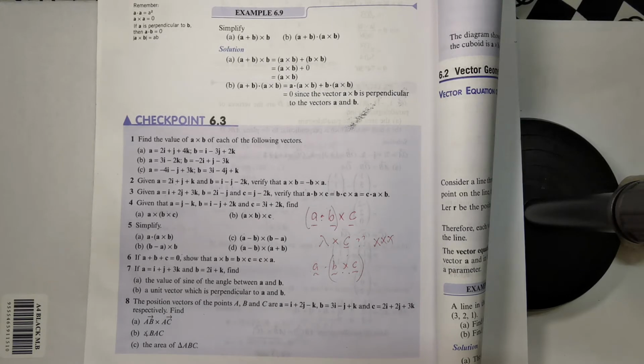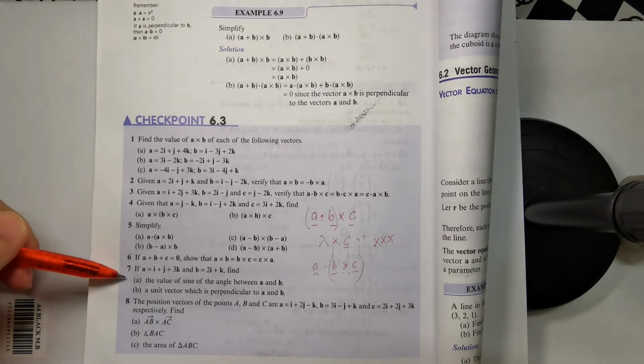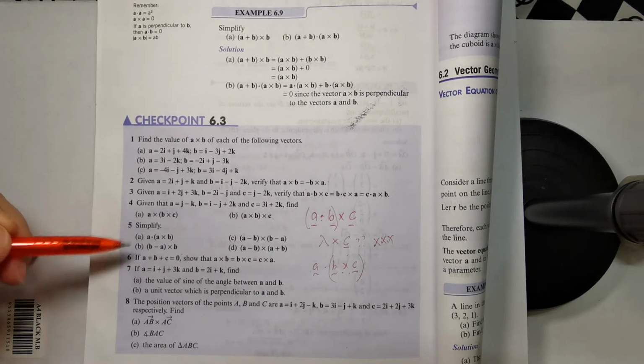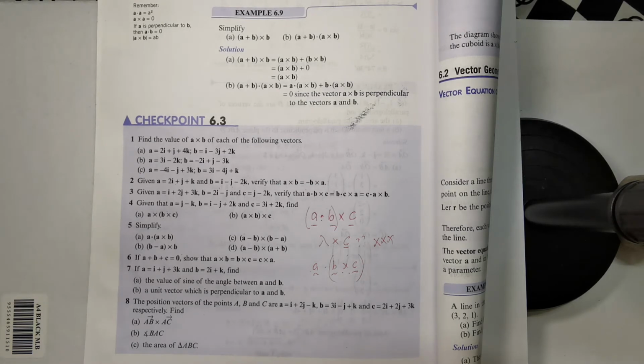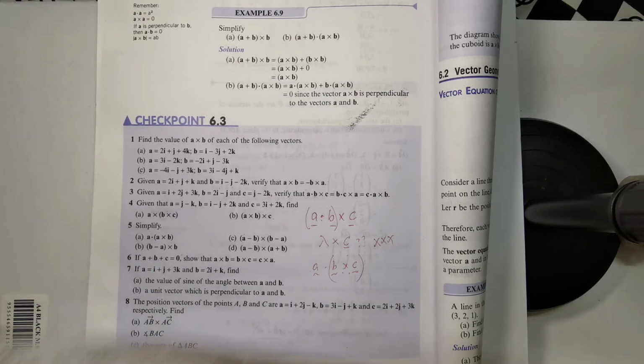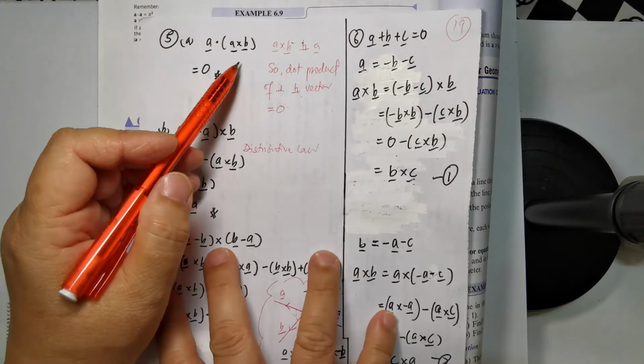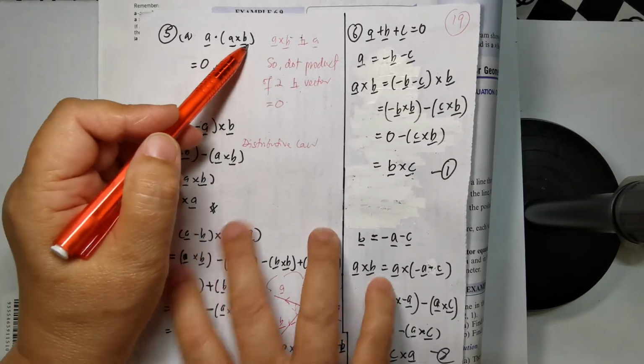Okay? Alright, so I'm going to do question 5. Okay, question 5. I'm going to discuss questions 5, 6, 7. Alright, okay. So we do it faster. Okay, question 5. You're asked to simplify these 4: A, B, C, D. Simplify them. Okay, number 5, A. A dot A cross B. Okay, how to simplify this?